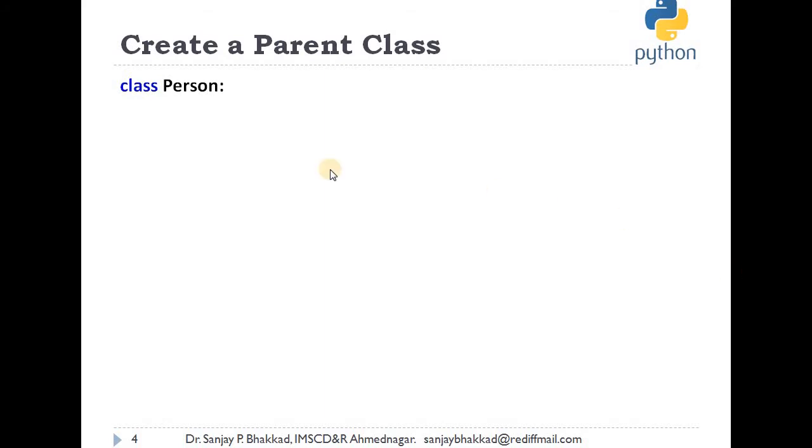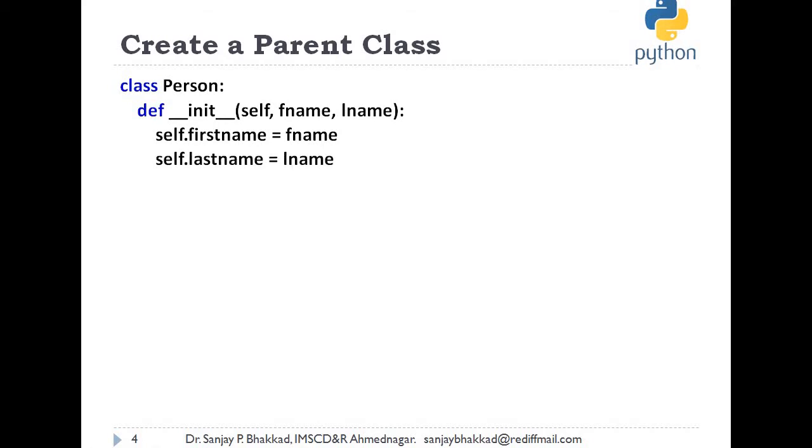So let us create a class person. Here I have written the class keyword followed by person. Now let us write the constructor for this class. I am writing the constructor using def __init__, and it takes two parameters, first name and last name, and we are defining our two properties: self.firstname is equal to fname and self.lastname is equal to lname. So here we have written our constructor.